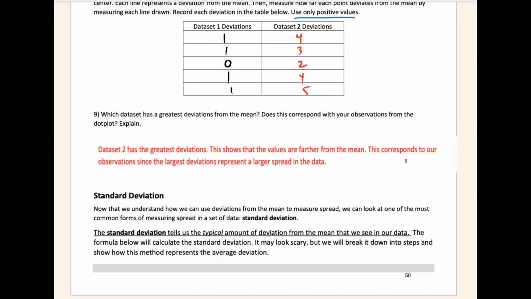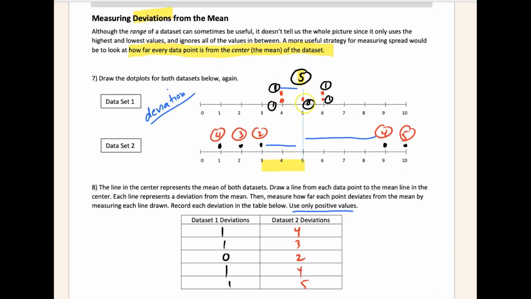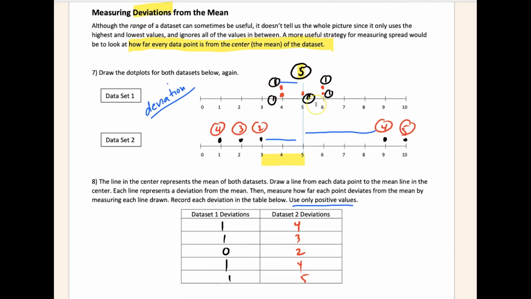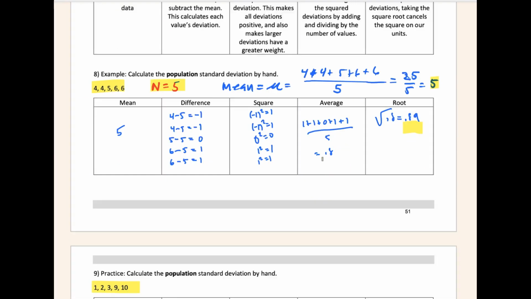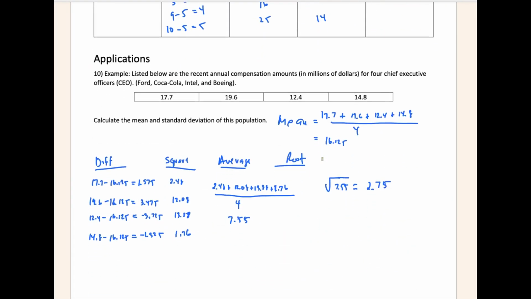And we can see that in this picture back here. These numbers are closer together, so they're going to have a smaller standard deviation. These numbers are farther from the middle or the average, so they have a bigger or larger standard deviation. So that's what you have there.